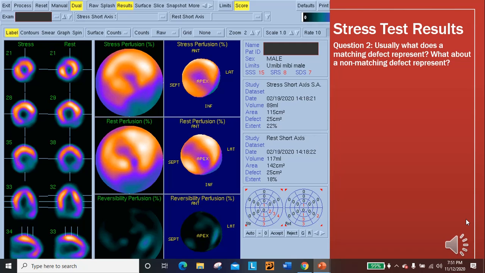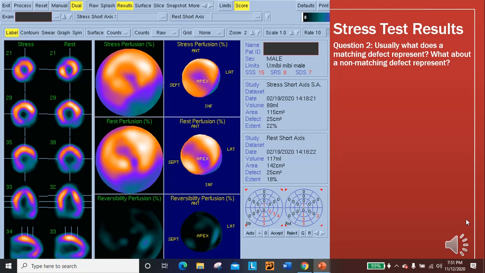That really just brings me to my second question. What does a matching defect represent? And then what about a non-matching defect? Now, a matching defect is going to reflect an infarct or a heart attack, meaning that even during stress, you're not getting any type of blood flow or perfusion, and pretty much just means dead tissue.